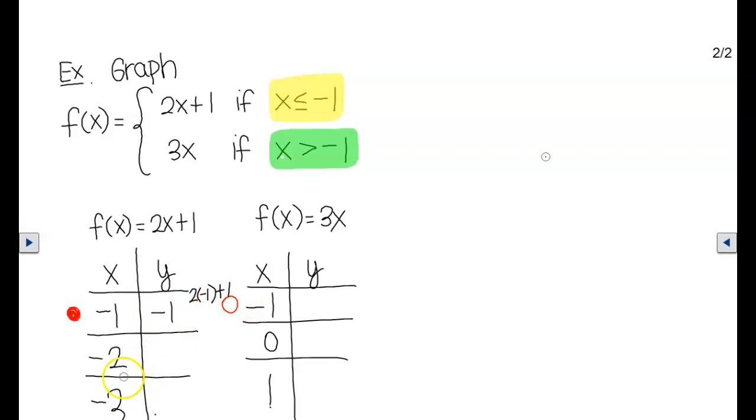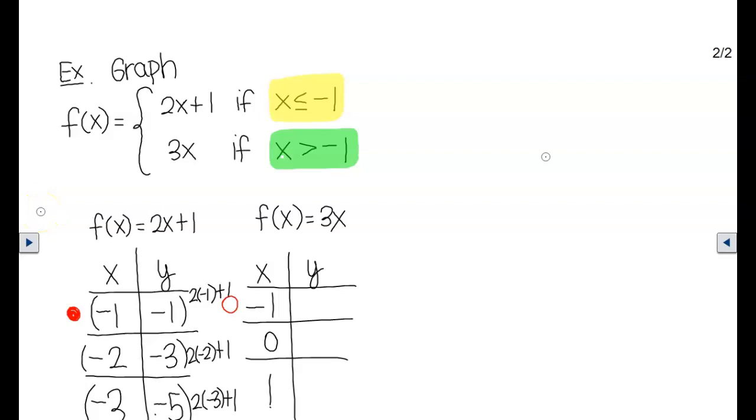All right, now we're going to input negative 2 for this x. So 2 times negative 2 plus 1. 2 times negative 2 is negative 4. Negative 4 plus 1 is negative 3. And then finally we input negative 3 for x. So 2 times negative 3 plus 1. That's going to be negative 6 plus 1, which is negative 5. So notice you have 3 ordered pairs that you can use to help you graph piece 1 of that function.